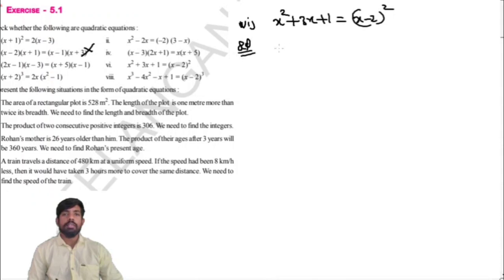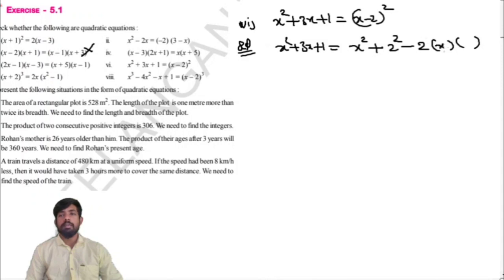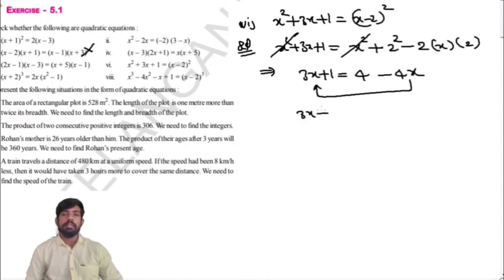So here we have a question. x square plus 3x plus 1 equals x minus 2 whole square, using the formula a square plus b square minus 2ab. Here x square minus x square cancel when I send it to the left hand side, so this is in linear form. 2 2s are 4, minus 4x. If I bring this here, 3x plus 4x, and if I bring this 1 here, 4 minus 1, so 7x equals 3.